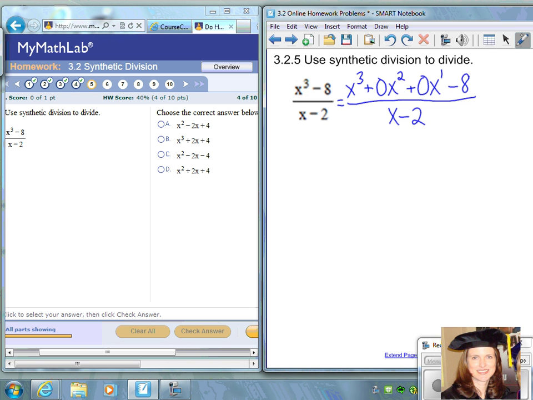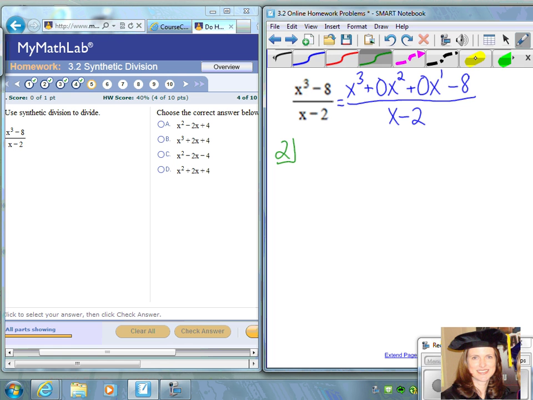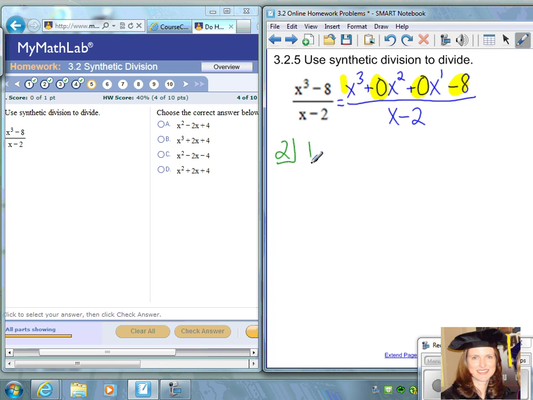So our setup becomes a number in the box. Since we're dividing by x minus 2, a positive 2 goes in the box. And then we're looking at the coefficients: 1, 0, 0, and negative 8. And now you do the synthetic division. Remember to always bring down that first coefficient and multiply whatever's under the line by the number in the box.